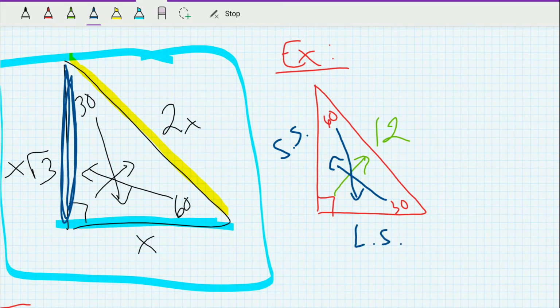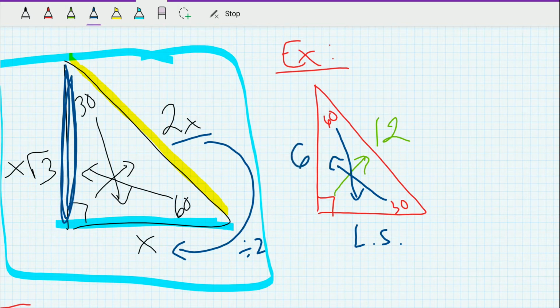Okay, so let's think about the patterns, right? Remember, from the hypotenuse to the short side, you're doubling it or you're taking half, depending on which direction you're going. Since we have this number and we're trying to go in this direction, it's technically like dividing by 2. So this short side here is going to be equal to 6. Notice how I did not try to go from the hypotenuse to the long side, because at the moment you don't know what the x is, so you don't know what number to put in front of the square root of 3. That's why I got the short side first.